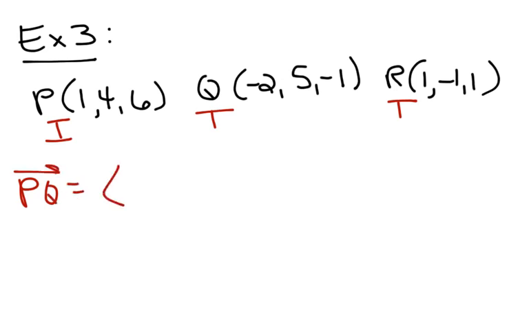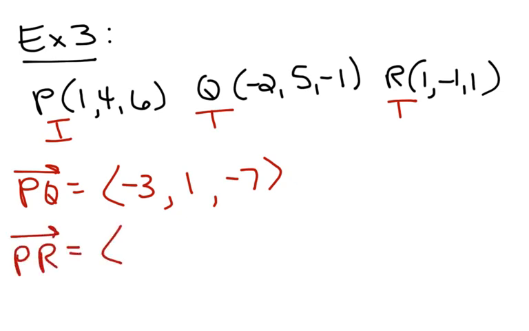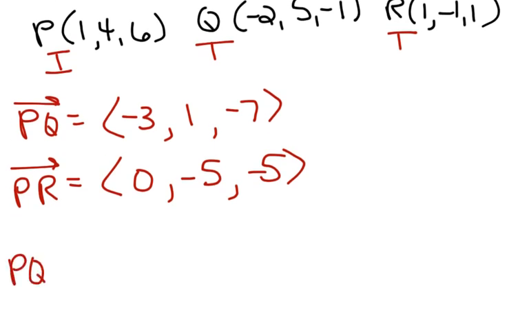Remember, we do that by doing terminal minus initial. We're going to find vector PR, terminal minus initial. Now we're going to find the cross product of these two vectors. The cross product is going to give me a vector that's perpendicular to the plane passing through these points.